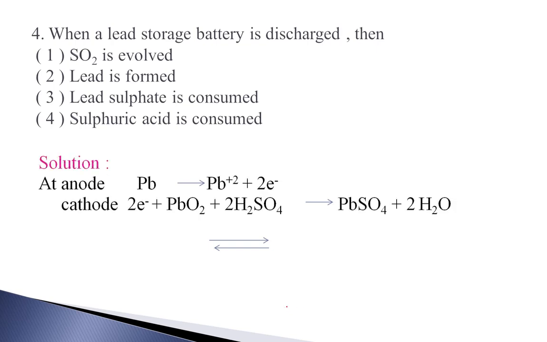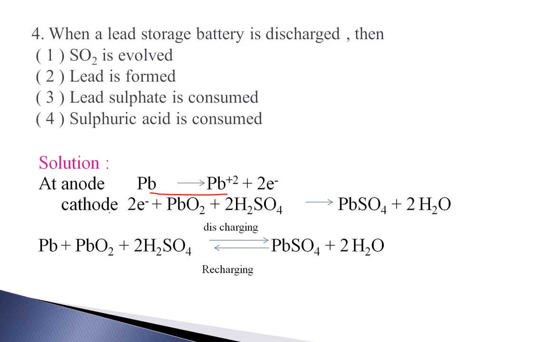At anode, lead is oxidized into lead ion, and at cathode reduction takes place. The overall reaction of charging and discharging of lead storage battery is lead plus lead oxide plus 2H2SO4. On discharging, it releases lead sulfate plus 2H2O. This reaction is a reversible reaction.